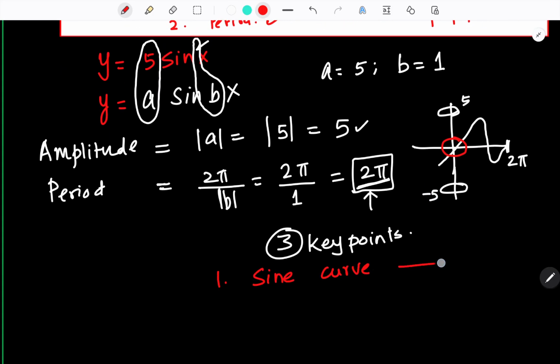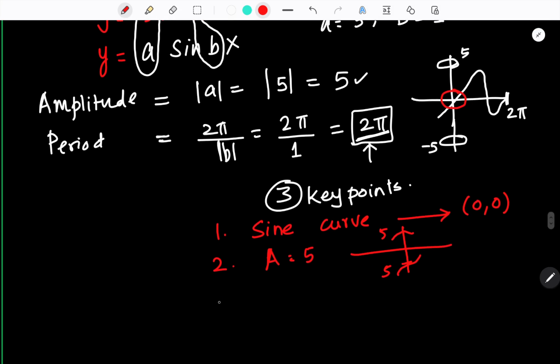Okay. It goes through the origin. The first point. The second point is amplitude. So amplitude is equal to 5. So it means the graph should go 5 here, up to here. The third thing, the period is equal to 2 pi. So it means the graph should go up to 2 pi here. So these are the 3 important points you should remember.